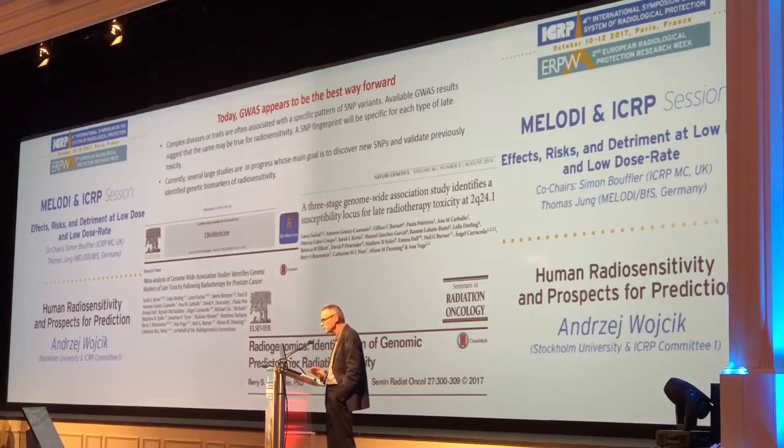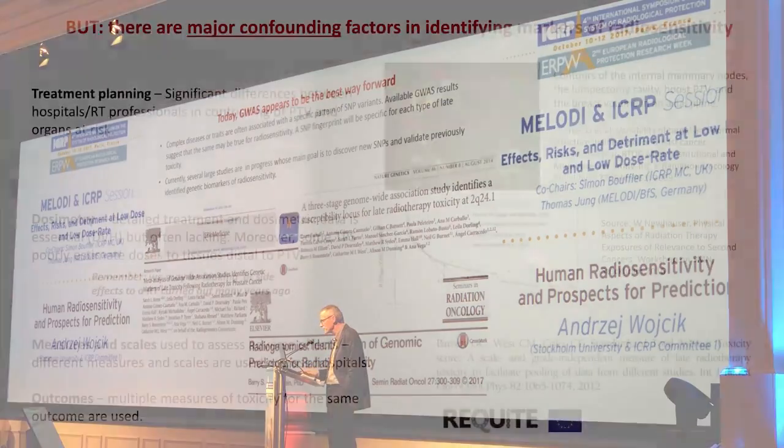Yes, it may be possible to find a fingerprint at the level of SNPs. It's going to be a different fingerprint for every side effect, for every cancer entity, and so on. But we will see. There is a lot of work going on, and that's very interesting, very promising.